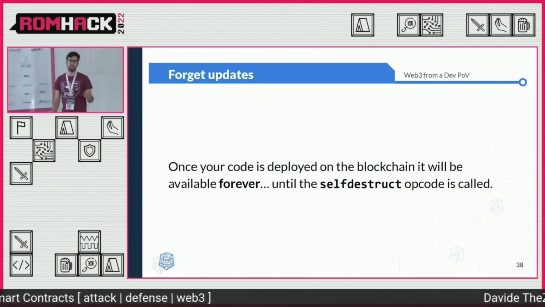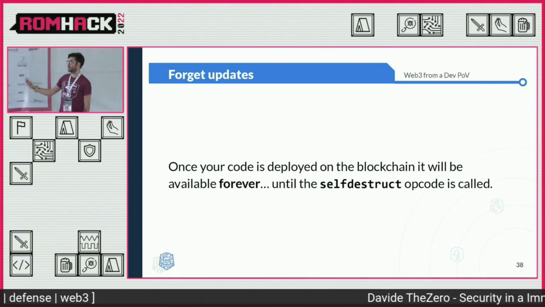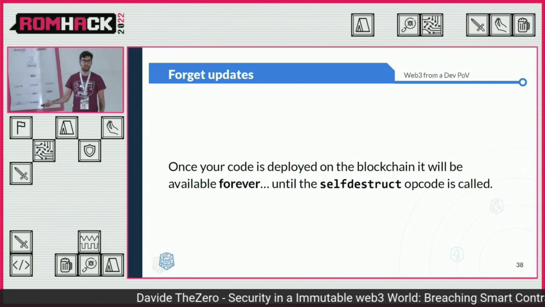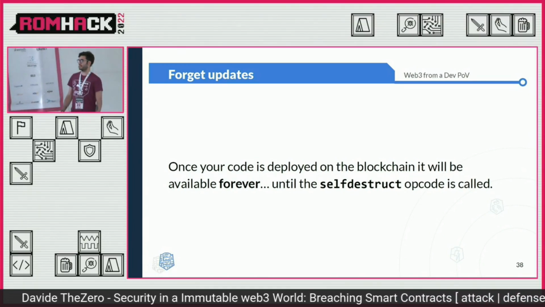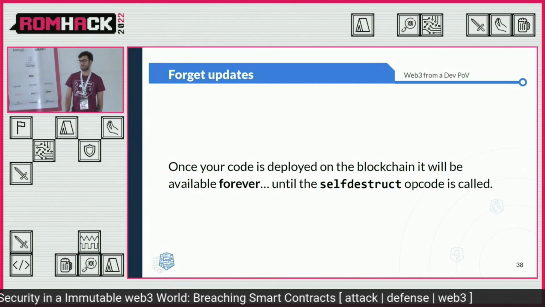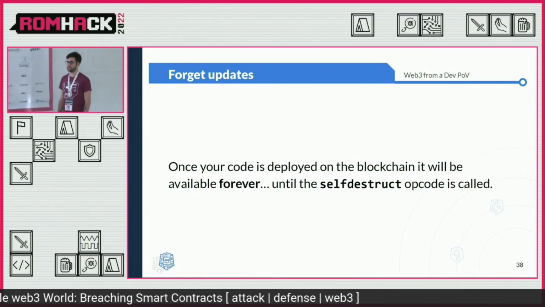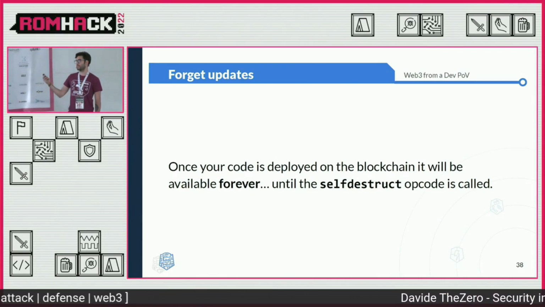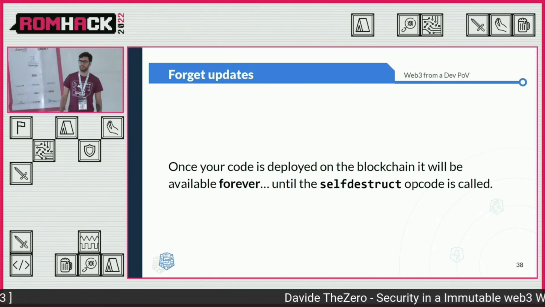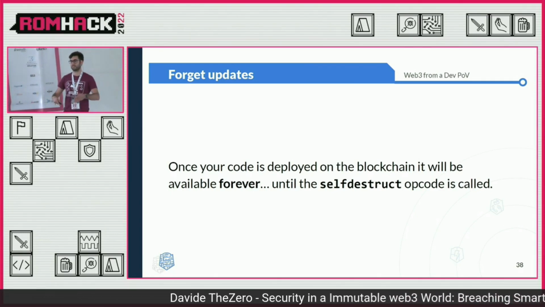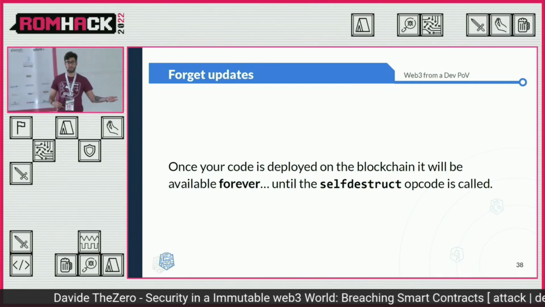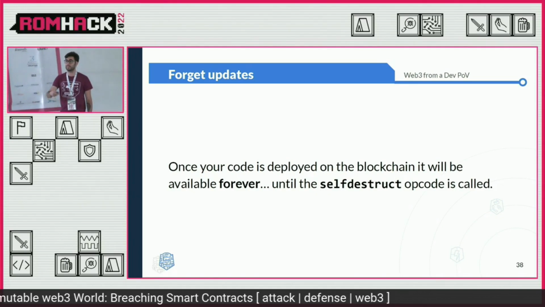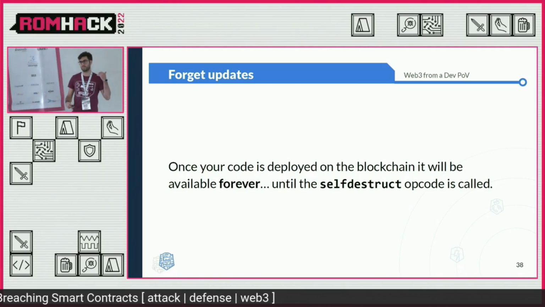But then you come up with the second big concept, that is that you cannot really update your implementation once it's live on the blockchain. And your contract will be available forever until you call the self-destruct instruction inside it. And the self-destruct instruction is a special instruction in the virtual machine that tells everybody that this contract cannot be used and you cannot interact with it anymore. But the state of the contract and its bytecode will still be in the blockchain because it was deployed in a previous transaction.